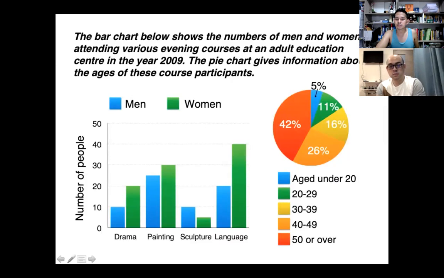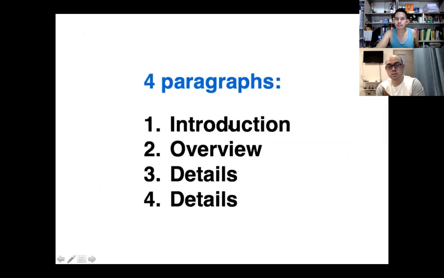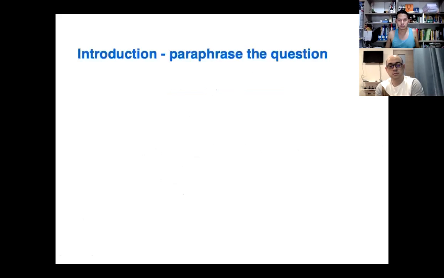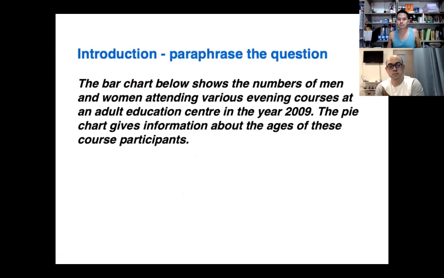What should you do first? Again, 4 paragraphs. First, introduction, overview, details, and details. The introduction, you should paraphrase the question. So, the question is, the bar chart below shows the number of men and women attending various evening courses at an adult education center in the year 2009. The pie chart gives information about the ages of these course participants.